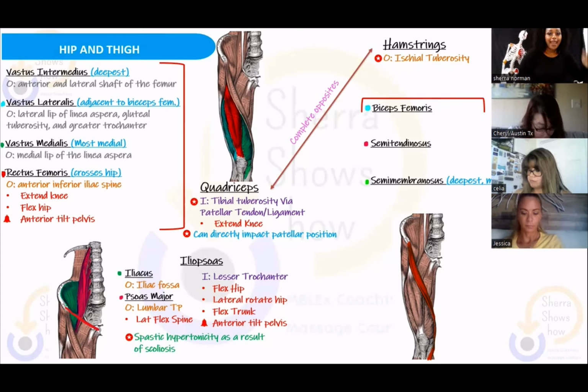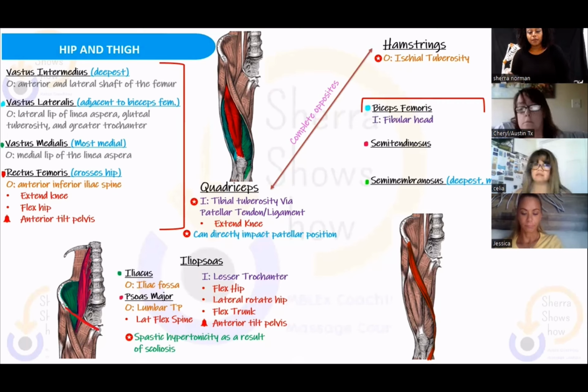Your client has pain at the ischial tuberosity. What muscle might be impacted? Okay. What action might be more challenging? Anything that the hamstrings do. Okay. The biceps femoris inserts on the fibular head. I would make an effort to remember that.